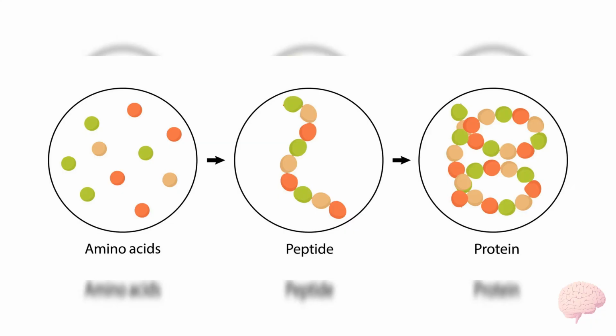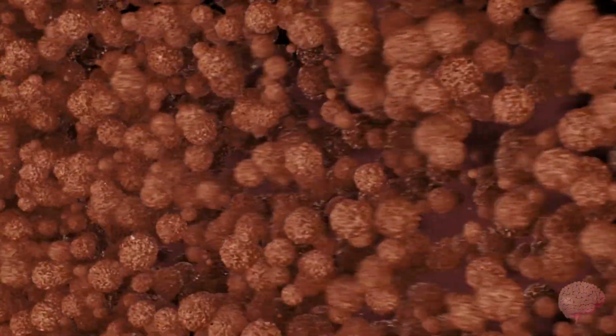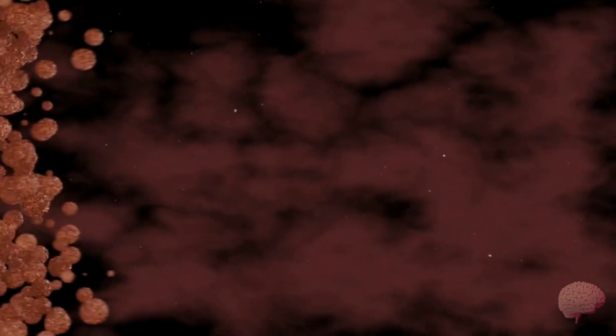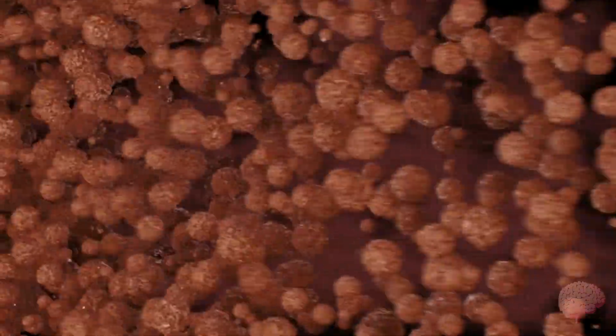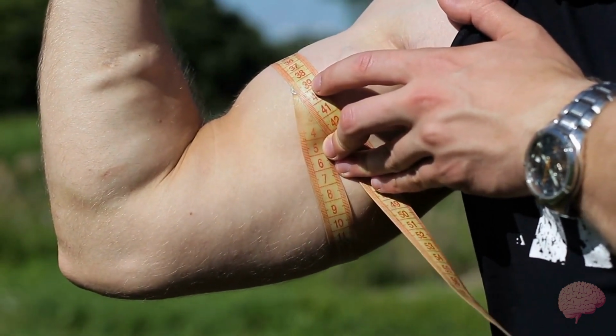Proteins are made up of smaller units called amino acids, which are linked together in long chains. Proteins are essential building blocks for our body, and they're involved in many critical bodily functions such as the growth and repair of tissues, the production of enzymes and hormones, and the transportation of nutrients in our body. Protein is also important for muscle growth.